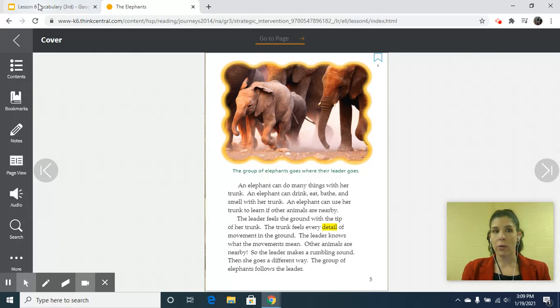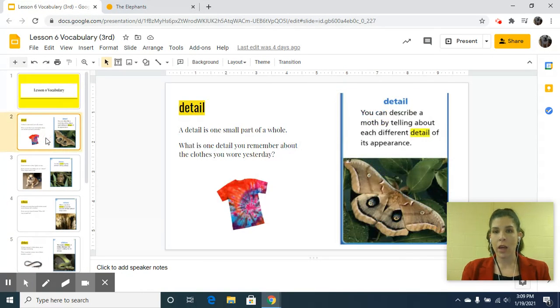Now, detail, remember, that is a small part of a whole. So when we looked at this picture, we figured out the details. What makes this special?